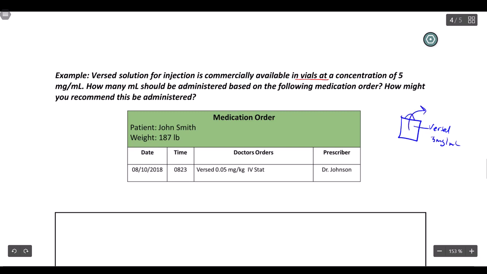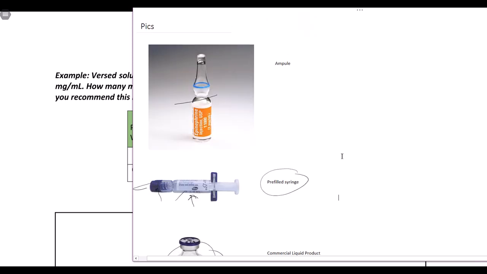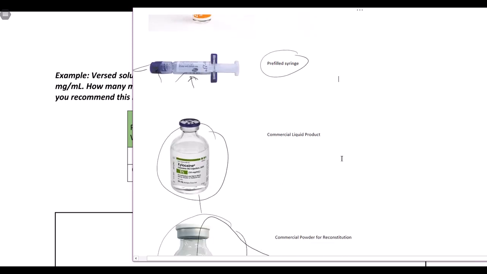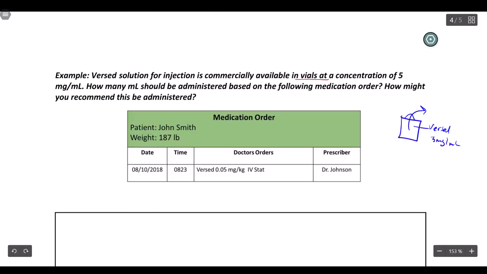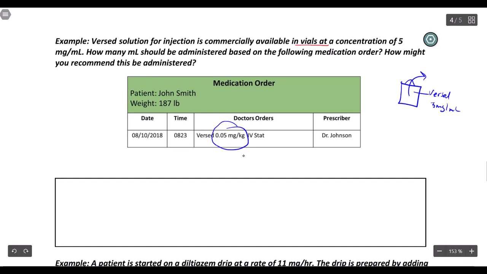All right, so my vial looks like this, let's say, right? How much of this liquid do I need to take out to get this dose that says here? Now the dose is 0.05 milligrams per kilogram. Like I said, anytime I see a milligram per kilogram dosing, I immediately turn it into a dose.